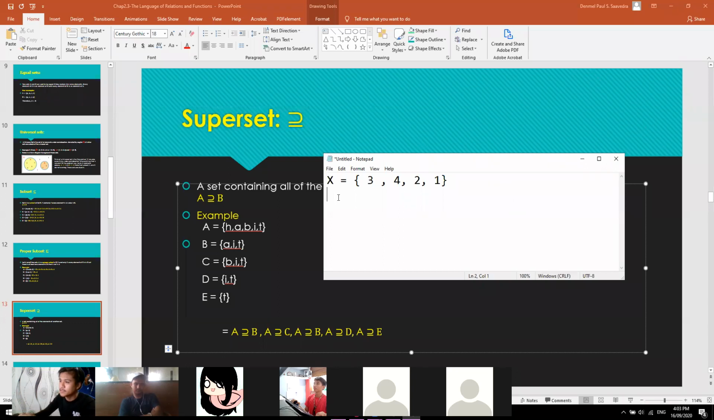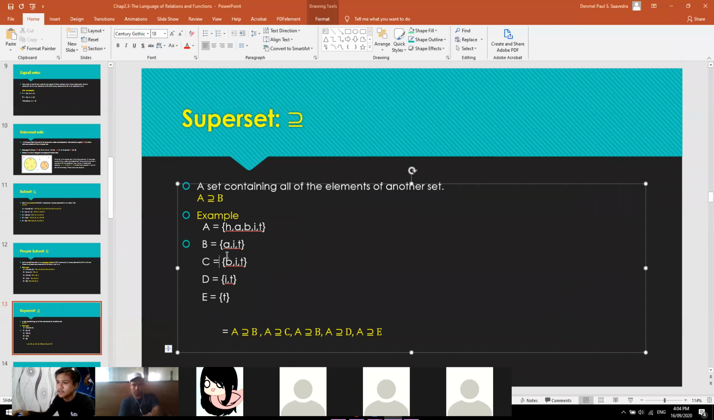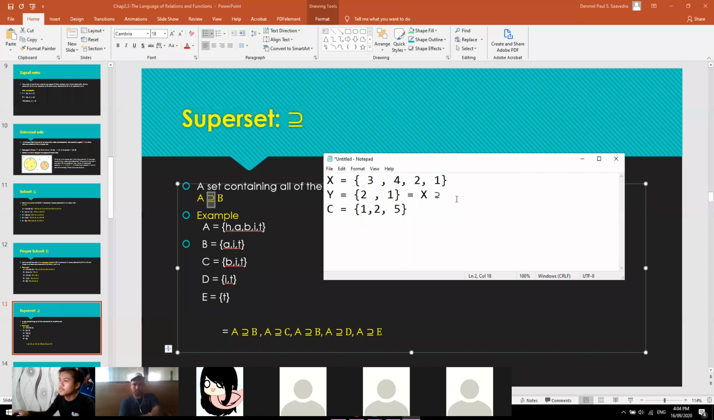And then we have another set, Y is equal to... Okay. So, can we say that X is a superset of Y? Yes, sir. So this one is true.